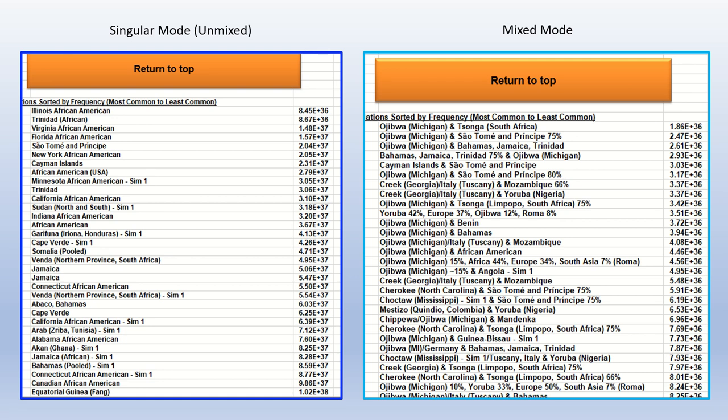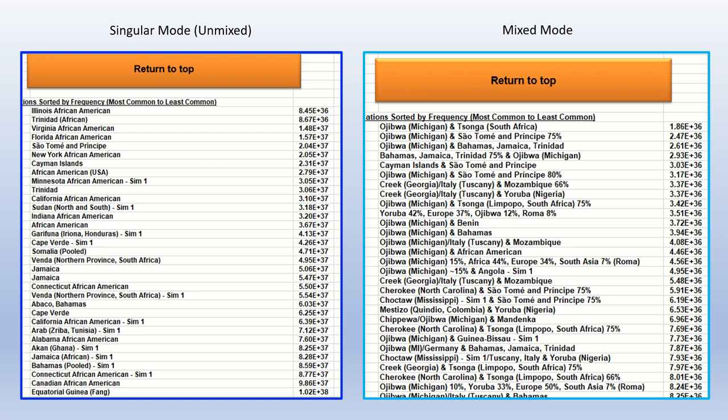So Jessica is African American living in the southeastern United States, and you can see here her singular results over here on the left. Illinois African American is number 1, and over here on the right you see a little bit different of returns. So Ojibwe of Michigan and Songa from South Africa, one of the South African native populations there. And the second list is Trinidad on singular population mode, and the second for mixed mode is Ojibwe and Sao Tome and Principe for the mixed mode.